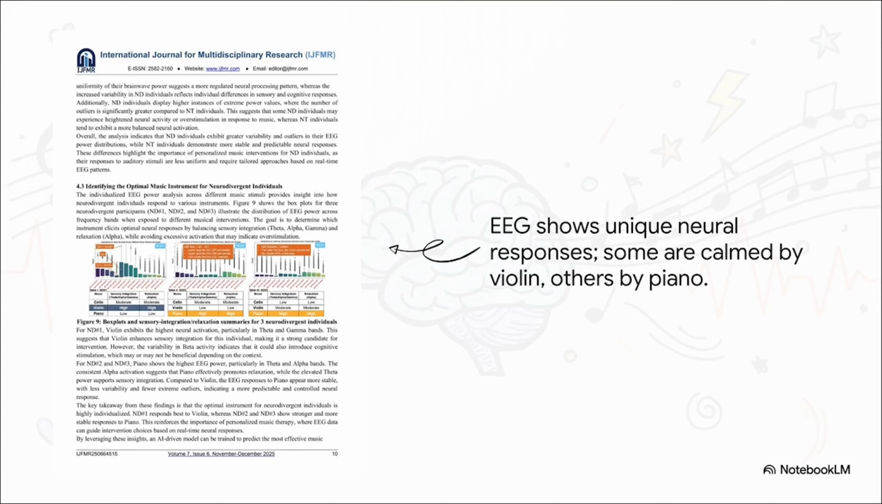And this chart from the study shows you exactly why that personalization is so critical. Now, I know it looks complicated, but just focus on the colored bars. They show different brainwave frequencies for 3 different people. For the person on the left, you can see the violin, that's the blue bar, gives a more balanced response. But for the person in the middle, the violin actually causes high activation, while the piano, the red bar, is way more calming. A one-size-fits-all approach wouldn't just be ineffective. It could actually lead to overstimulation, which is the very thing you're trying to avoid.